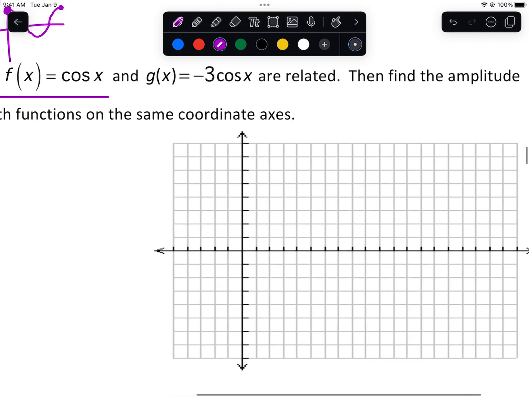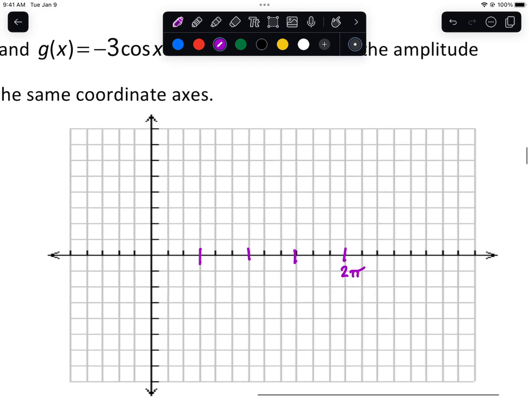I'm going to make every 12 ticks 2 pi. So there should be 2 pi right up there. If you want to relabel pi or pi over 2 and stuff like that, you can right there. But basically every 3 ticks should be pi over 2. So we'll use that scale on most tests and quizzes.